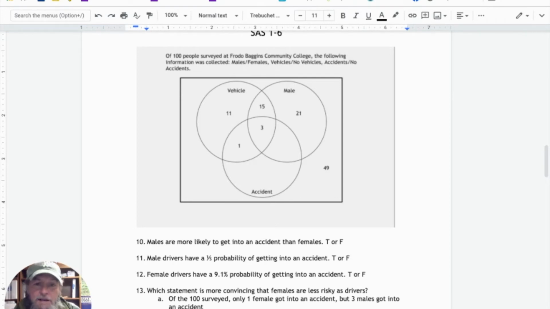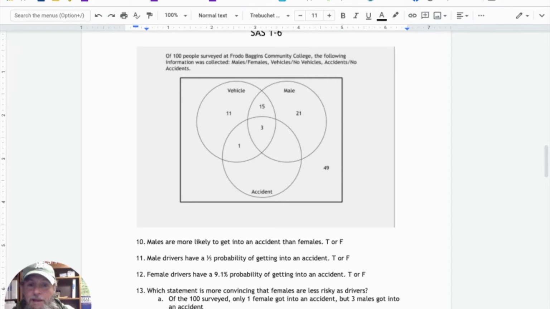Now, anything outside of the male circle, for ease of this lesson, is female. So this number 11 is females with vehicles that did not get in accidents because they don't intersect that accident circle. And this one right here is a female that got in an accident because she had a car. This number outside here, now that one's pretty easy to figure out. If it's not male and it's not a vehicle, then it's a female with no vehicle. Obviously, there's no number inside this part of the accident circle because you have to have a person and you have to have a vehicle to get in an accident.